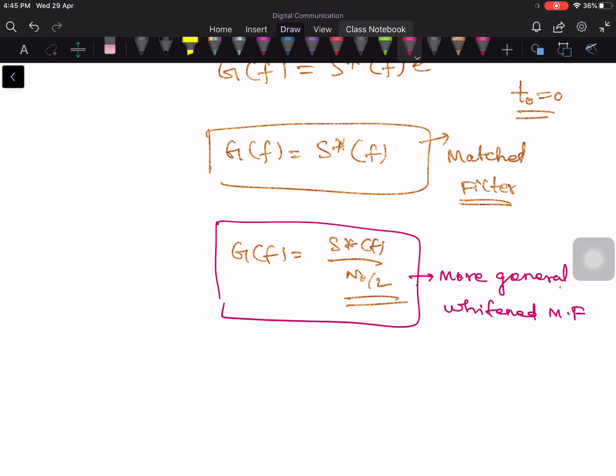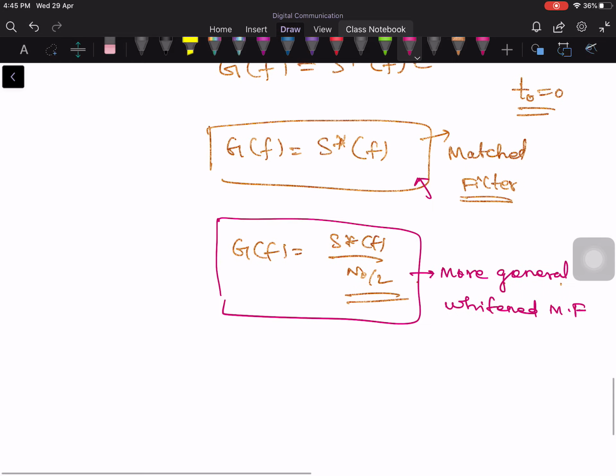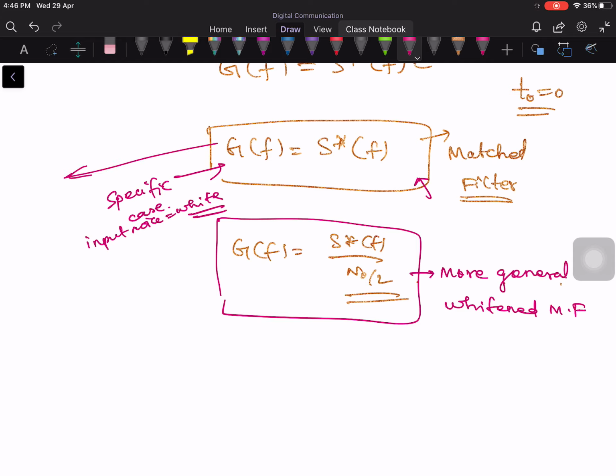So therefore the whitened matched filter is obviously more general than the matched filter. So this is a matched filter, because this is a specific case actually. What is the specific case? When the input noise is white. When input noise is white, then we can say this is a matched filter. So the matched filter is nothing but a special case when the input noise is white.